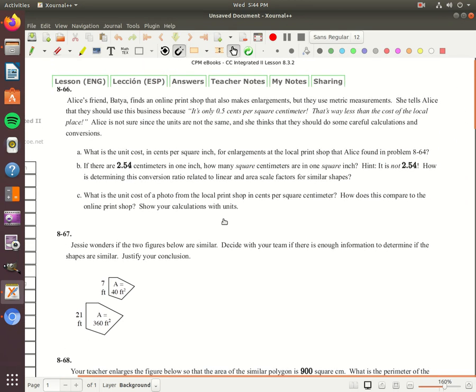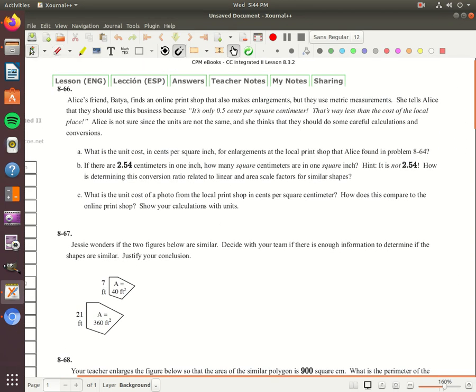All right. Not a huge fan of this problem. Don't exactly love it, but whatever. Alice's friend Batcha finds an online print shop that also makes enlargements, but they use the metric system. Ugh. She tells Alice that they should use this business because it's only half a cent per square centimeter. Nobody knows what that means, so we're going to have to figure that out.